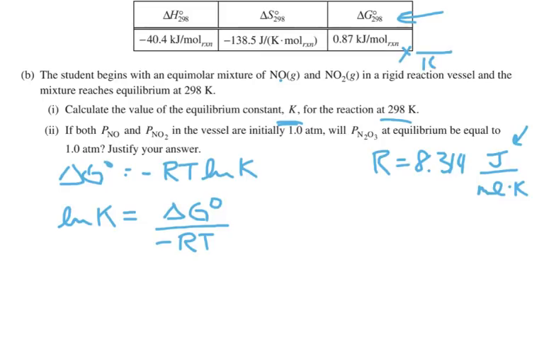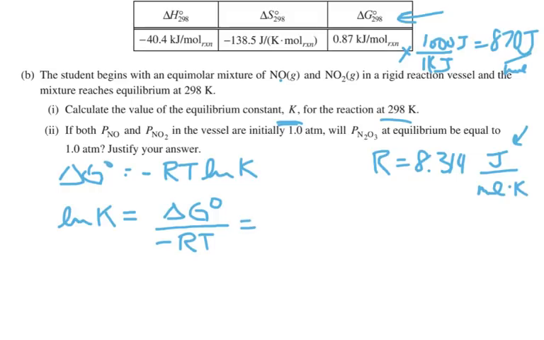So a kilojoule is equal to 1,000 joules. So the number I'm actually going to use is not 0.87, I'm going to use 870 joules per mole of reaction. So keep that in mind. Okay, let's go back and work on this.